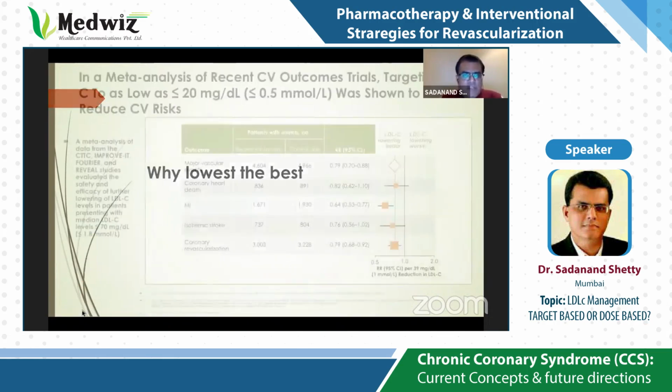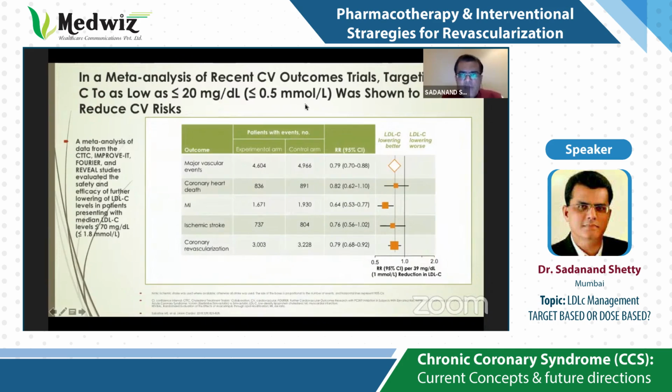Why is lowest the best? Because if you see in the meta-analysis of recent trials, even a target as low as 20 milligram was shown to further reduce the cardiovascular risk. As shown by the meta-analysis of the Cholesterol Treatment Trialists' Collaboration, PROVE-IT, FOURIER, and REVEAL study, in all the events like major vascular event, coronary artery death, MI, ischemia, stroke, coronary revascularization, see the hazard ratio, all favoring that the lower the LDL, the better, with further reduction of the CV risk.